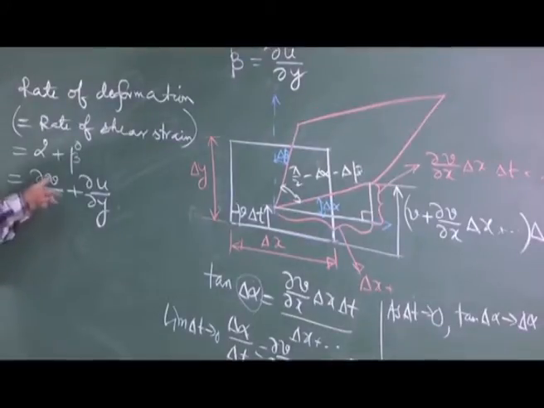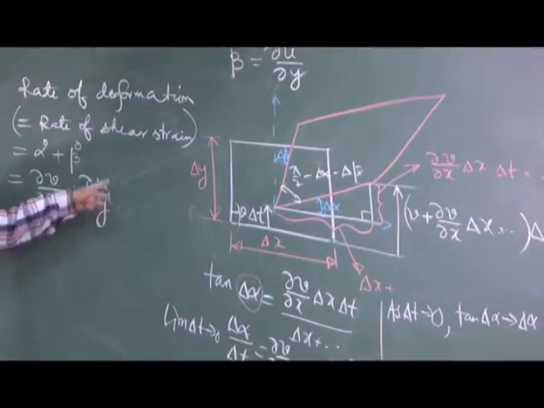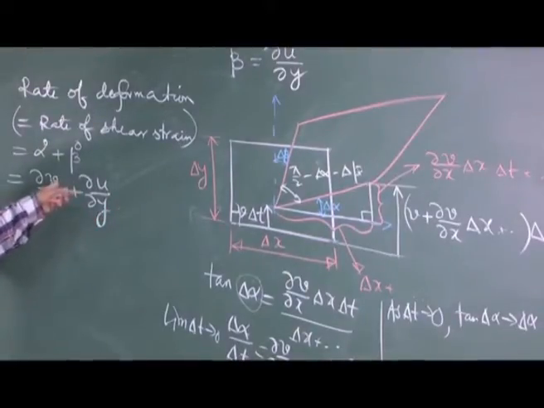For a flow where v is not there, the rate of deformation is simply del u del y. That is how in Newton's law of viscosity that you have learnt in a first level course of fluid mechanics, the shear stress will be related to del u del y for a case where there is no v, otherwise it is a combination of these two.